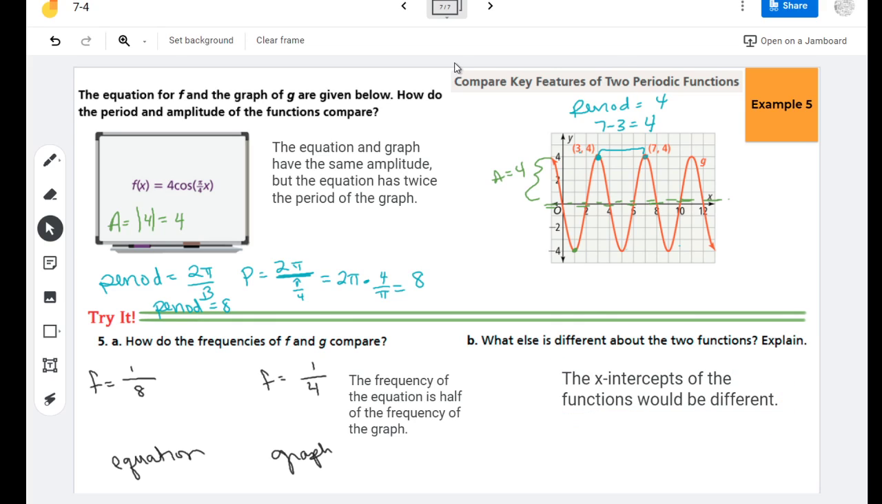So there we have it, guys. There are some of the key features of two periodic functions and how to compare them.